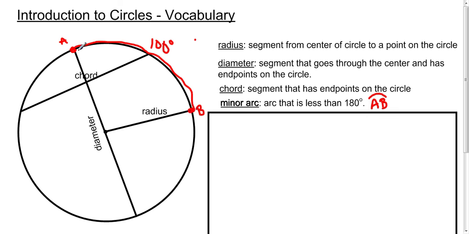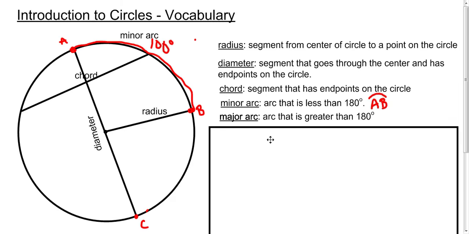180 degrees, just while we're on the topic, would go from A all the way to the other end. We'll call this C. That's called a semicircle if it's half of the circle. And I know that because the diameter cuts the circle in half. So that is a minor arc.